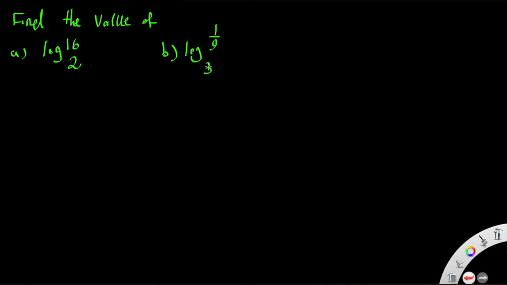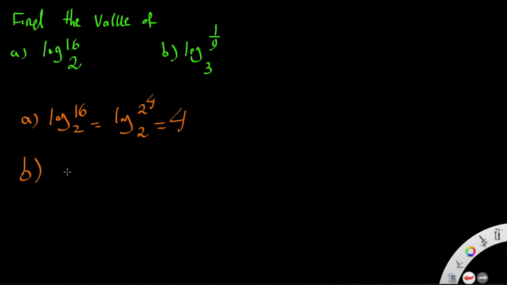Now let's see some more examples here. Find the value of part a, log of 16 to the base 2, and part b, log of 1 over 9 to the base 3. For the first part, I write the question again. Instead of 16, I replace it with the equivalent exponential form, which is 2 to the power of 4, to the base 2. So here 2 to the power of 4 becomes 2 to the power of 4, or as you see in one of the properties, the power comes out, so it will become 4.